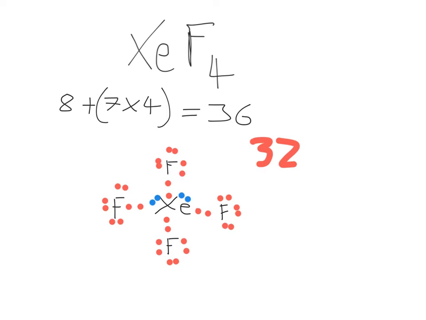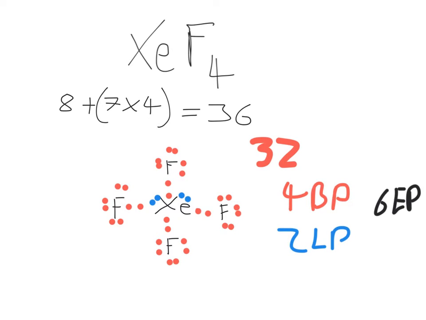It's just a case of working out how many bonding pairs you've got and how many lone pairs you've got. So we've got 1, 2, 3, 4 bonding pairs. So 4 bonding pairs. And we've got 1, 2 lone pairs. So in total, that is 6 electron pairs. Anything with 6 electron pairs is based on the octahedral shape.